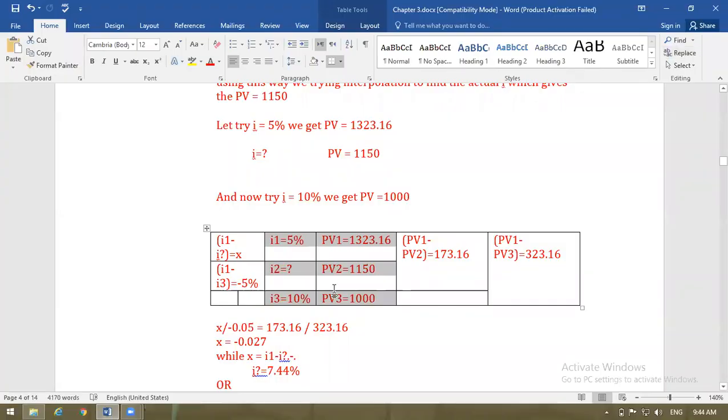Here we are applying the interpolation. First, I am finding the difference between interest rate 1 and the unknown interest rate, which is x. Then, in the second stage, the difference between interest rate 1 minus interest rate 3, which is 5% minus 10%, is equal to minus 5%. Similarly, on the right-hand side, the difference between present value 1 minus present value 2 is equal to 173.16, and the difference between present value 1 minus present value 3 is equal to 323.16.